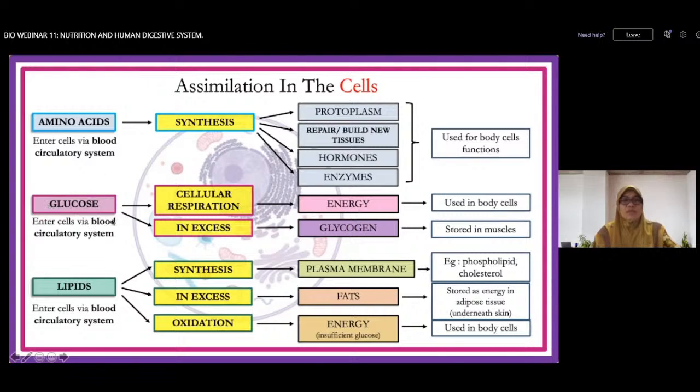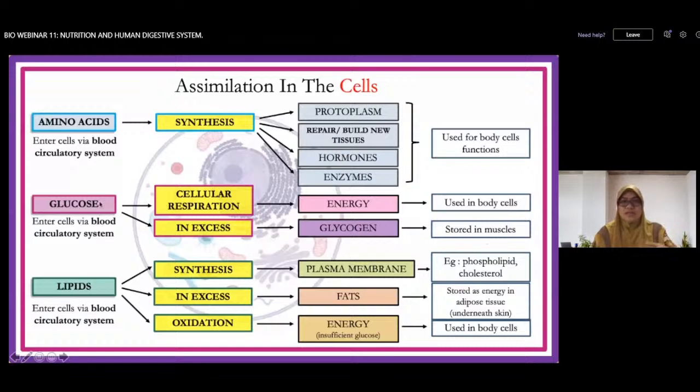Okay, dekat blood circulatory system buat apa? Okay, glucose dia akan oxidize through the cellular respiration to release energy, which then it is used in the body cell. Bila mana glucose tadi dia dah lebih in excess, okay, dia akan convert kepada glycogen, sama juga tadi, akan store dekat muscle.